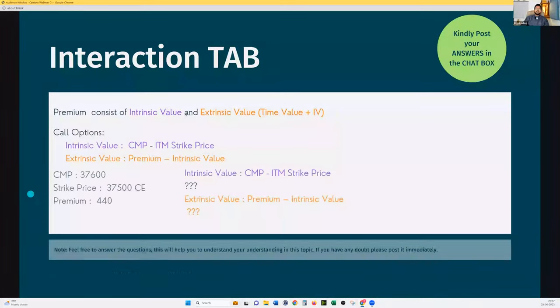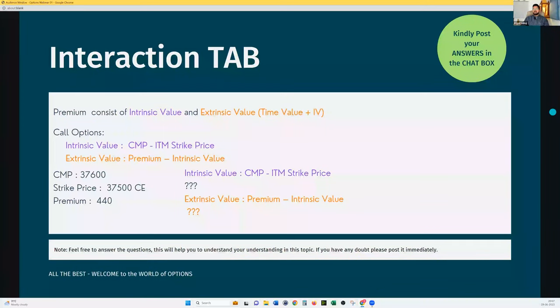Okay, so now you guys are going to calculate for me the intrinsic value and extrinsic value. Come on, guys. Type it fast.